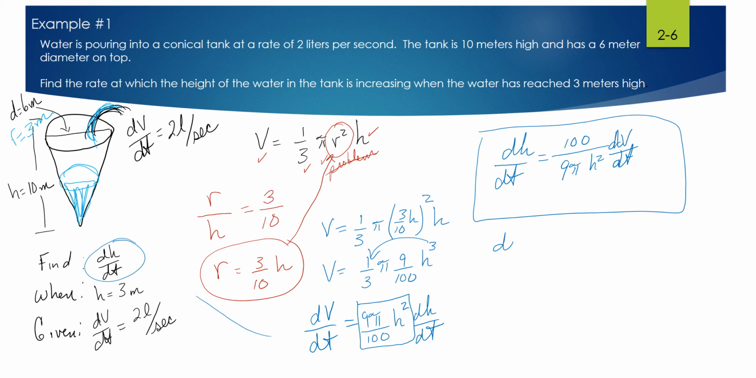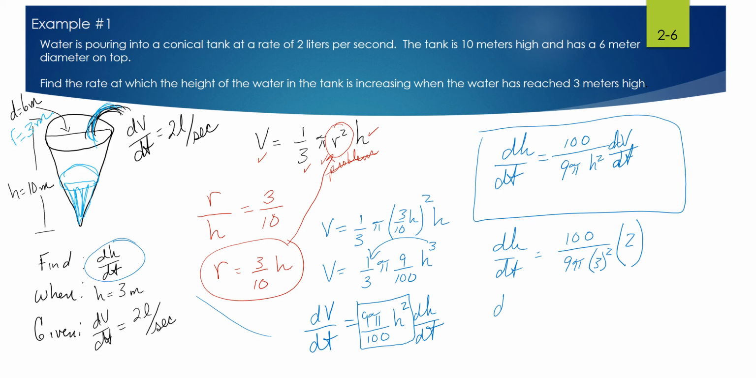So dH over dt. H is 3, so I'm squaring it. And dV over dt is 2. Notice I didn't put any units in. You can put your units in and they'll cancel and make a good equation for you, but I find that it gets really messy. For me, it's easier to logically think H is a linear measure. I'm measuring in meters. My time is in seconds.